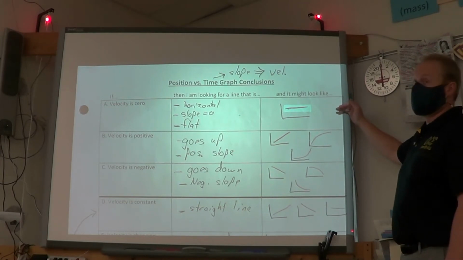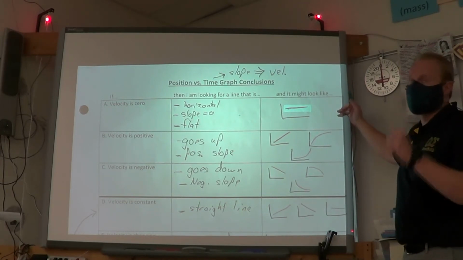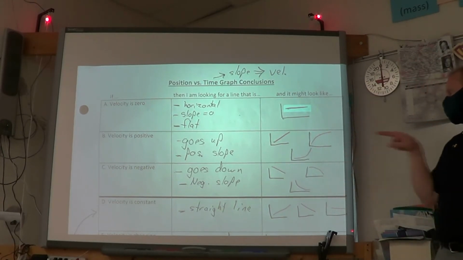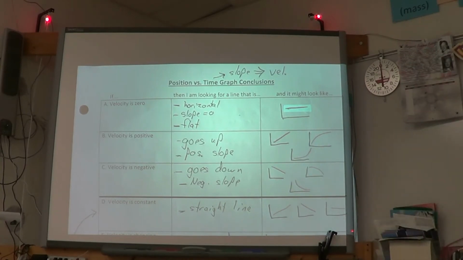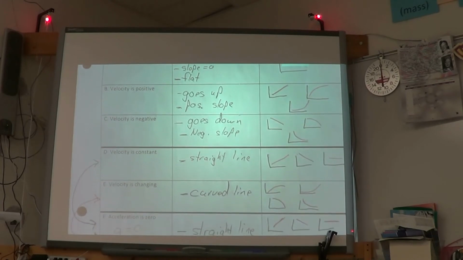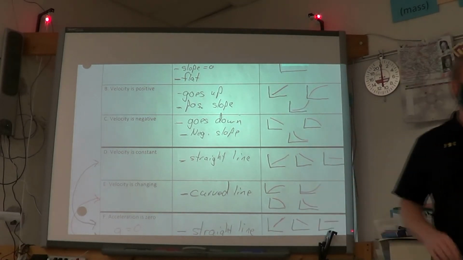This means it's not moving. 0 velocity means no motion. This means it's moving in a positive direction. This means it's moving in the negative direction. That's it. Then when we start looking at the velocity, is it constant or is it changing? It's a straight line versus a curved line. If my slope, remember, well, that's something I put at the top.